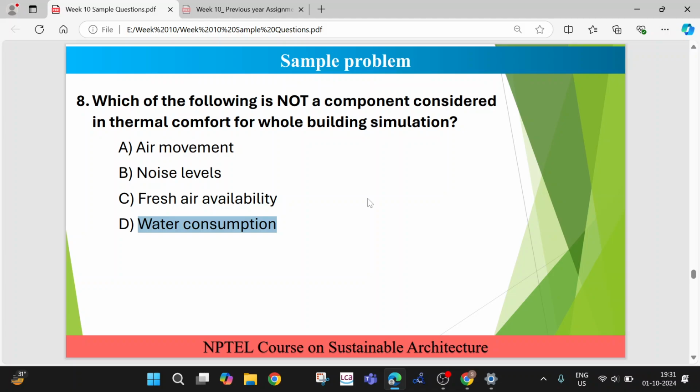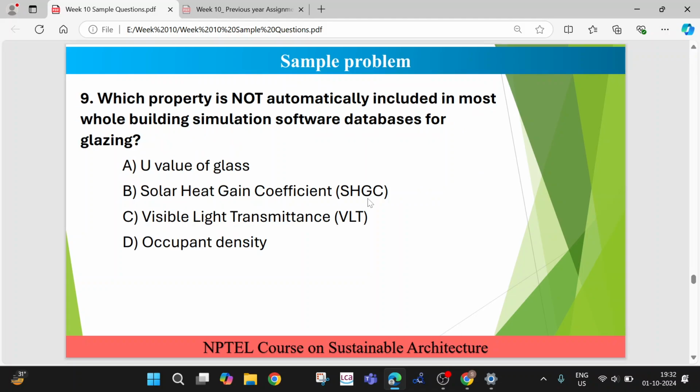So which of the following is not automatically included in the whole building simulation software database for glazing?